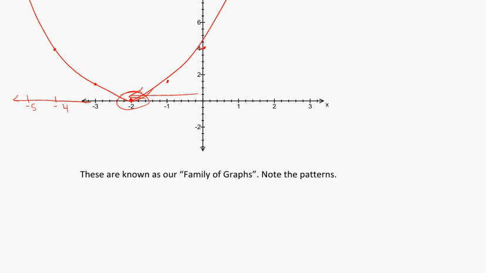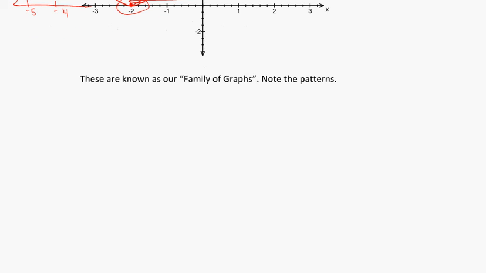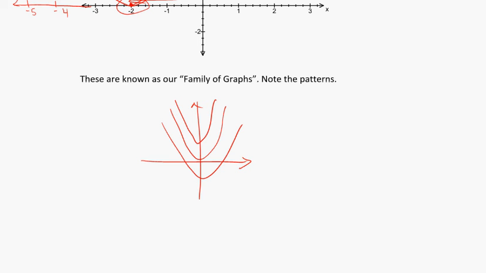So these are known as our family of graphs, and you have to note the patterns. Basically we have y equals x squared, y equals x squared plus 2, y equals x squared minus 2, y equals bracket x minus 2 all squared, and y equals bracket x plus 2 all squared. And we can do the same with y equals negative x squared, and you can have the same patterns going. So it's really pretty.